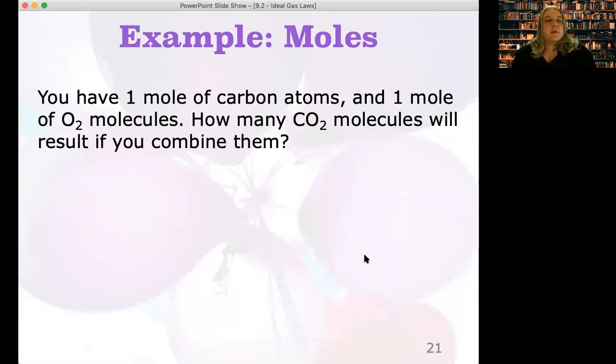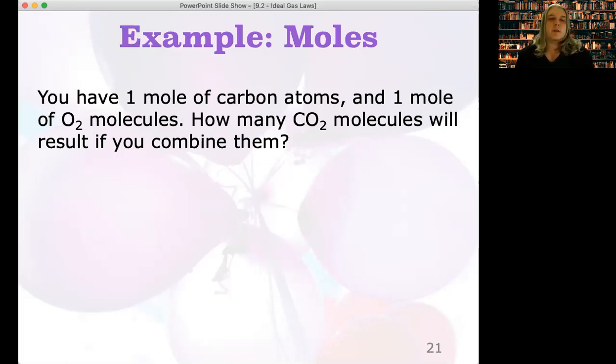Here's a question. If you have 1 mole of carbon atoms and 1 mole of O2 molecules, how many CO2 molecules will result if you combine them? So this question is really just an attempt to make you think about what we mean by a mole, as well as thinking about the idea of a molecule versus an atom versus a gas particle, even though it doesn't say particle in there.